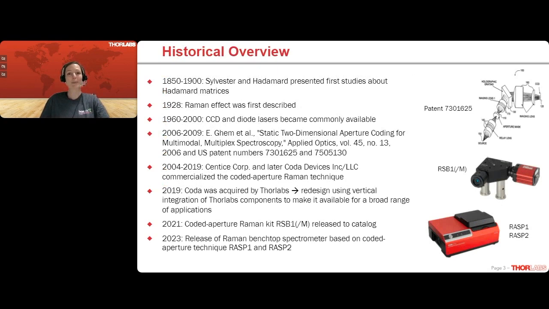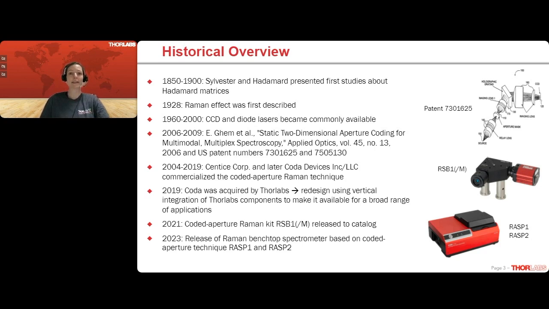We have to go back as far as the second half of the 19th century, in which two mathematicians named Sylvester and Hadamard presented their first works and publications about matrices, so mathematical constructions, with some unique features that are nowadays called Hadamard matrices. They are used, for example, in coding applications or in imaging applications.